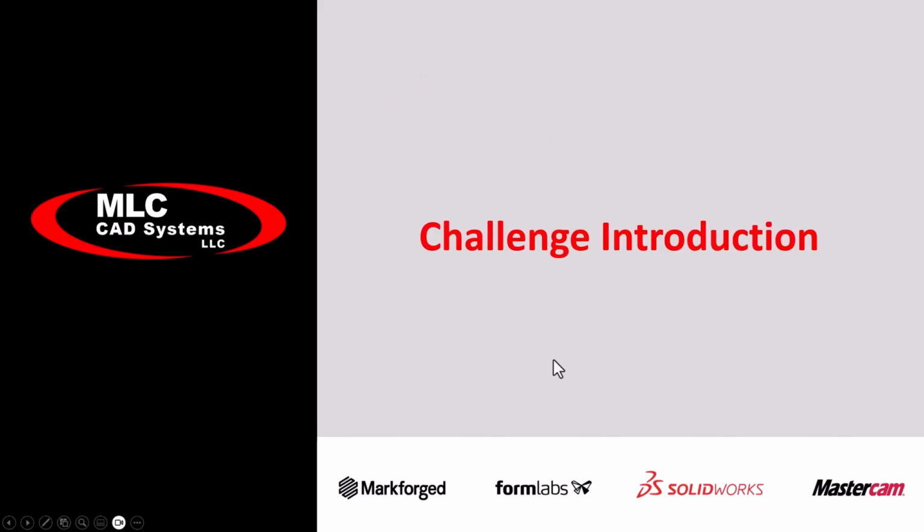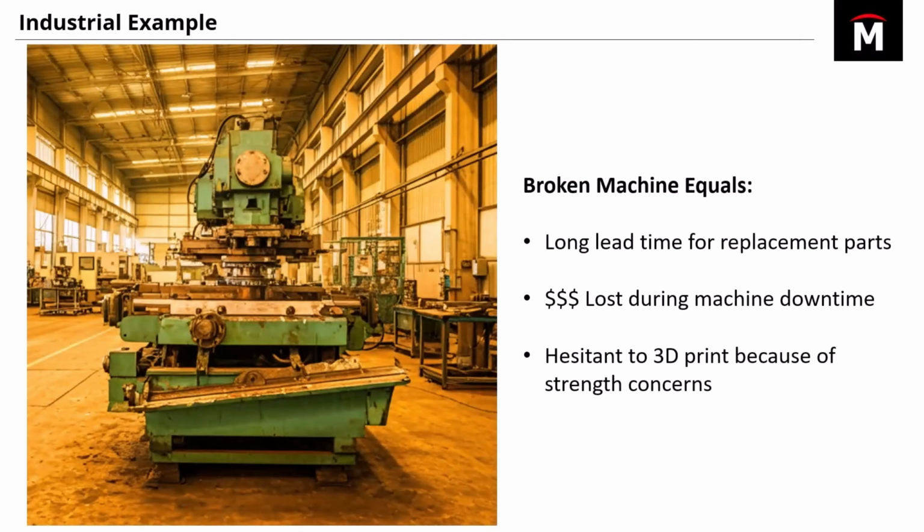So getting into the challenge, I think there's an example that most people have had experience with before to some level or another, but especially if you're in manufacturing. It happens when you've got this really old machine and it has a part that breaks on it, and then you're just stuck waiting on replacement parts for days or weeks. And then there's just thousands of dollars of money lost while the machine is down.